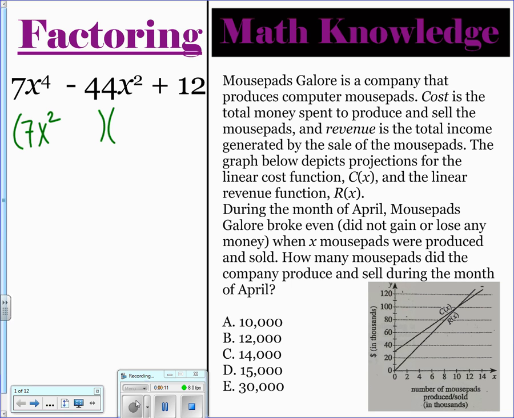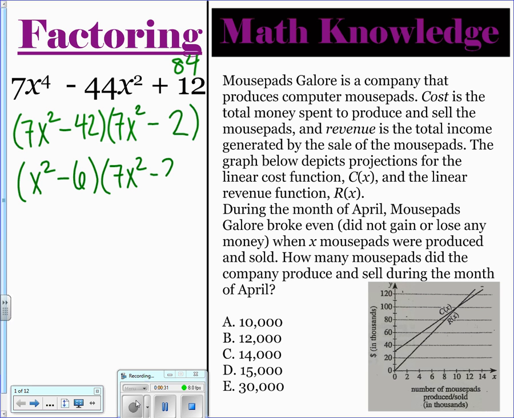But whenever you factor it, you want to make sure you replace your 7. So we're looking for two numbers that multiply to give us 84 and subtract to give us negative 44. So that's going to be a negative 42 and a negative 2. This first one will reduce, and you'll have x squared minus 6 times 7x squared minus 2. And so that would be your answer for the factoring.